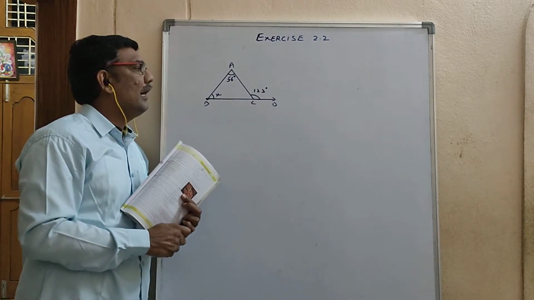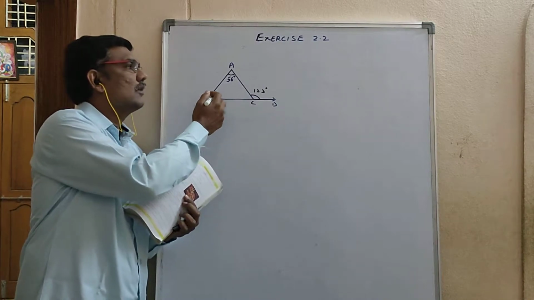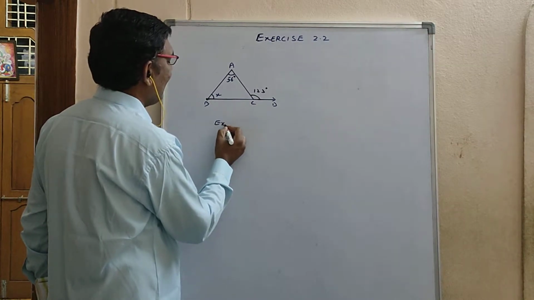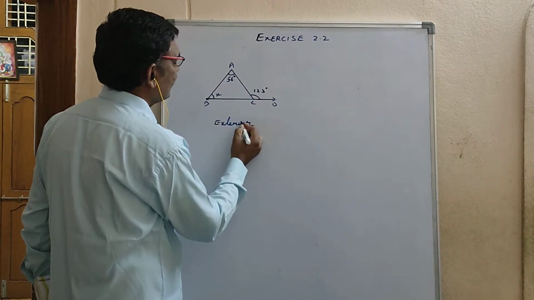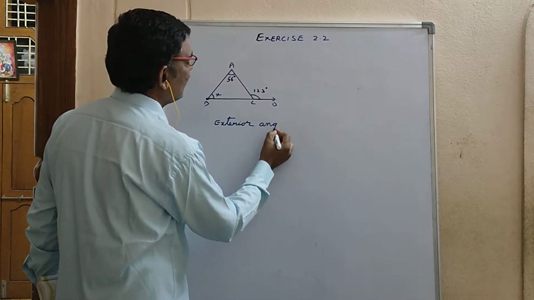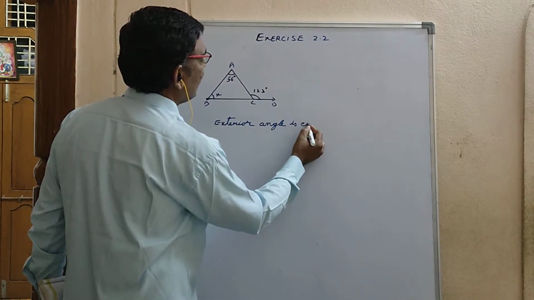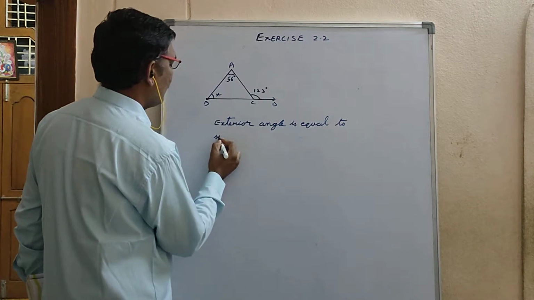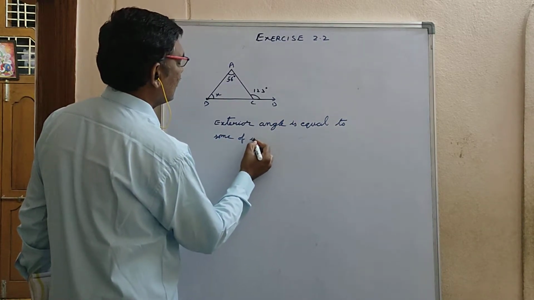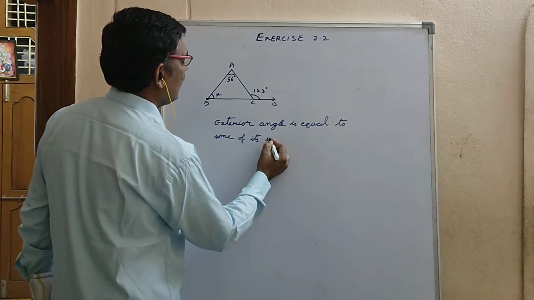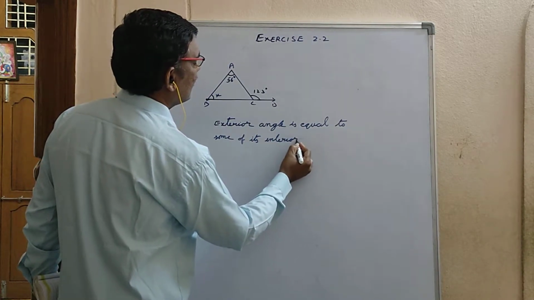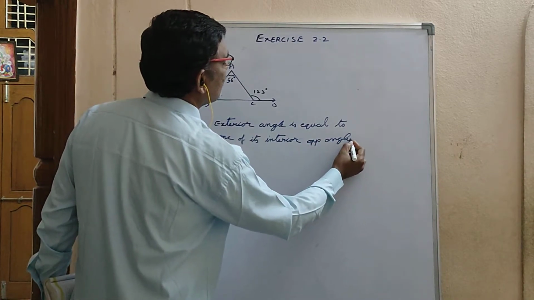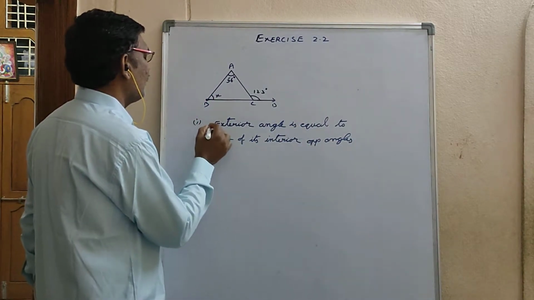So here we have some rules. The rule is: exterior angle is equal to the sum of its interior opposite angles. So it is a basic rule.